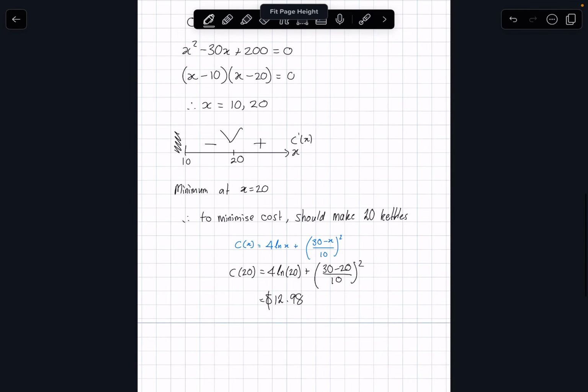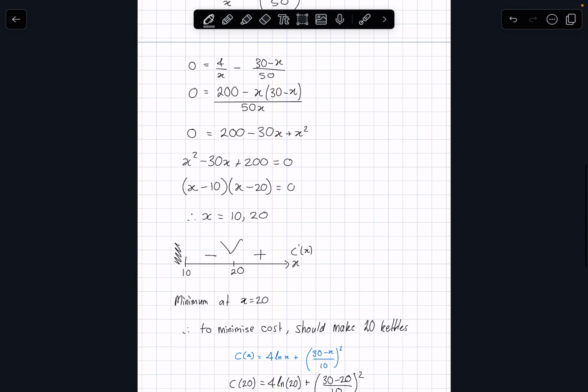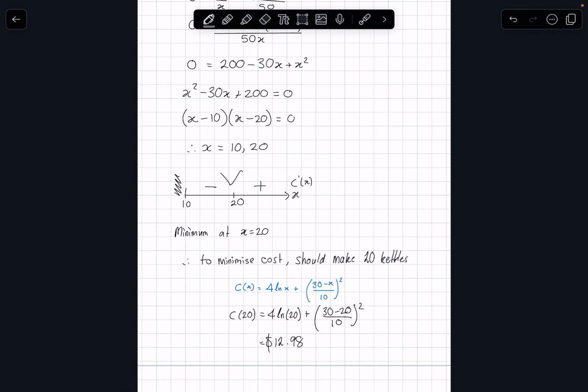Hopefully this helps. We can obviously use our calculator to solve a lot of this nice and quickly, but it is really important to see this just in case they do throw some extra unknowns in there.